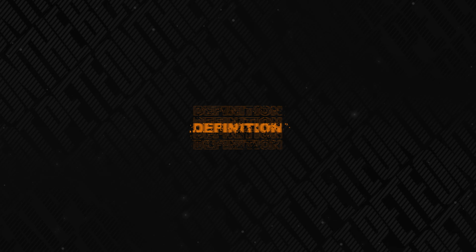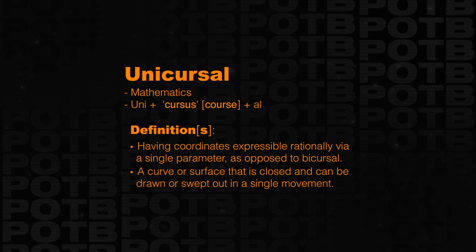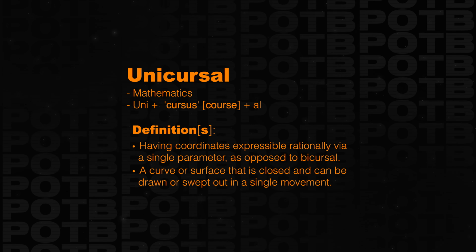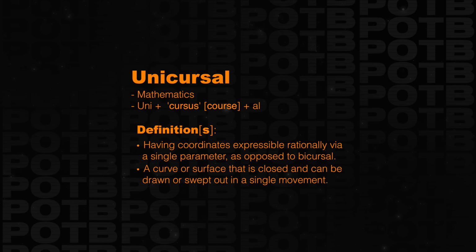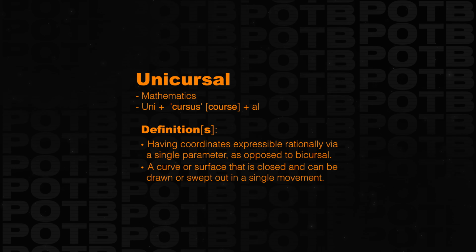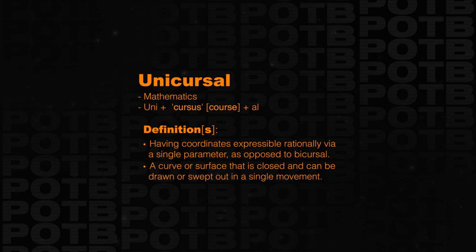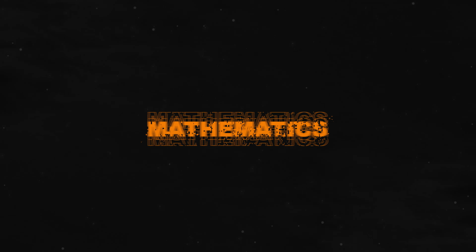Definition. Related to mathematics, the term unicursal is a combination of uni, the Latin cursus or course, and au. It first appears in the 19th century and its definitions include 1. Having coordinates expressible rationally through a single parameter as opposed to bicursal, and 2. A curve or surface that is closed and can be drawn or swept out in a single movement.